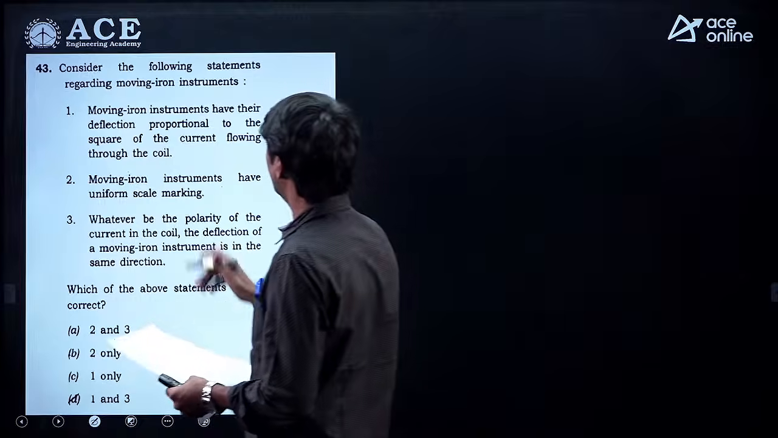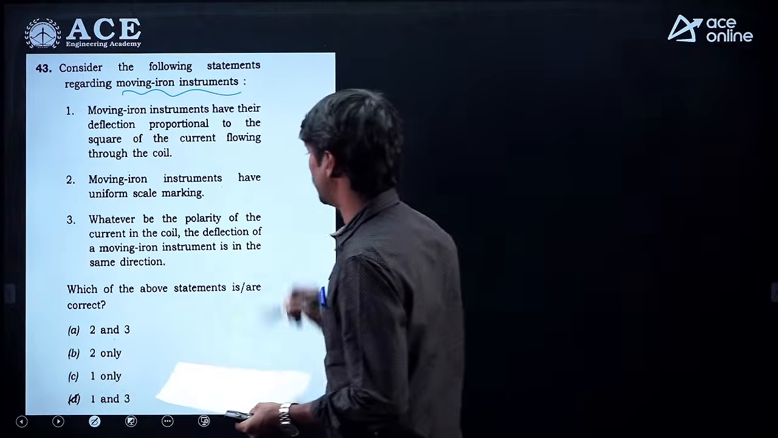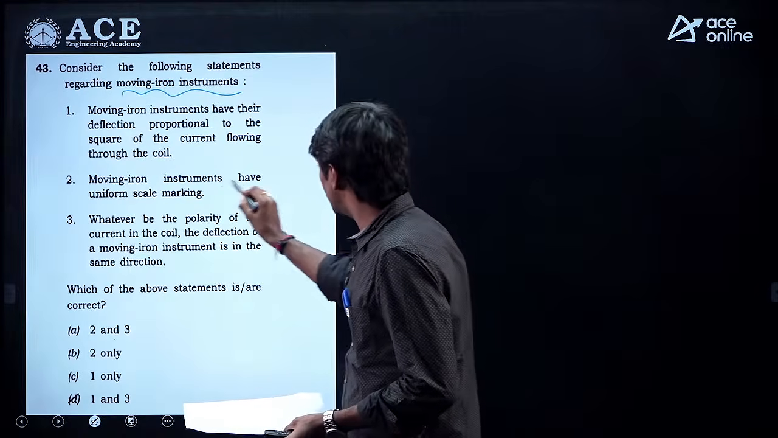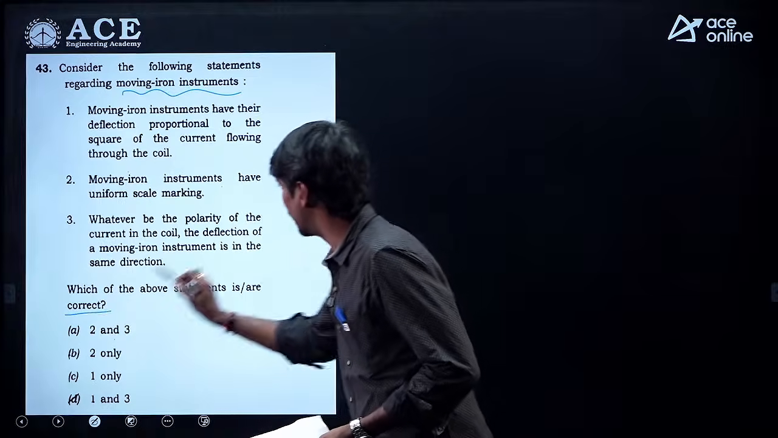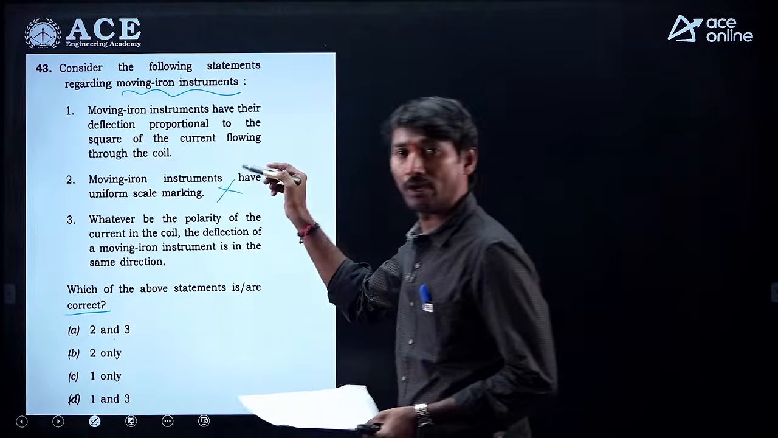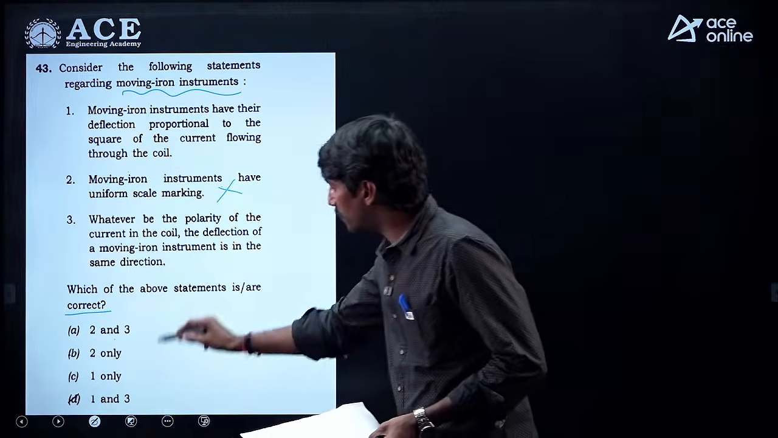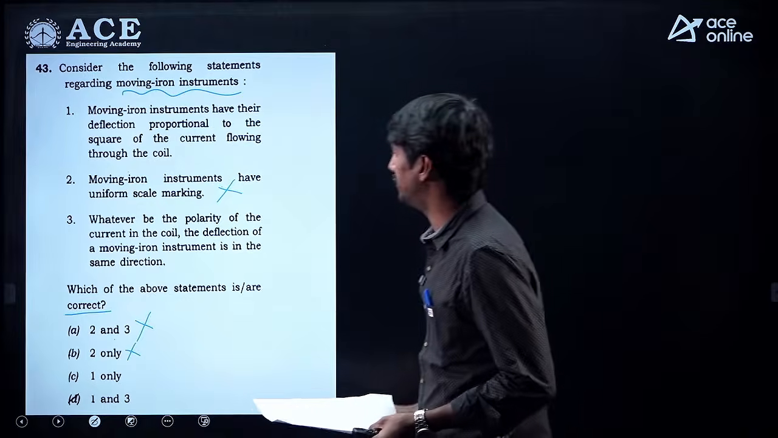And then consider the following statements. Moving iron instrument. In the moving iron instrument, what is that? Moving iron instruments have uniform scale. Here he is asking which are correct. These are having which one? Non-linear scale, but it is given as uniform scale. So therefore, in the options, 2 should not be there. So this is wrong and this is also wrong.